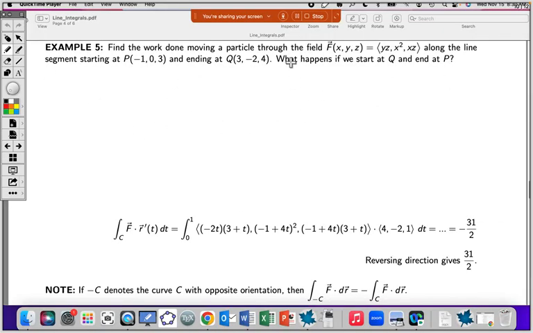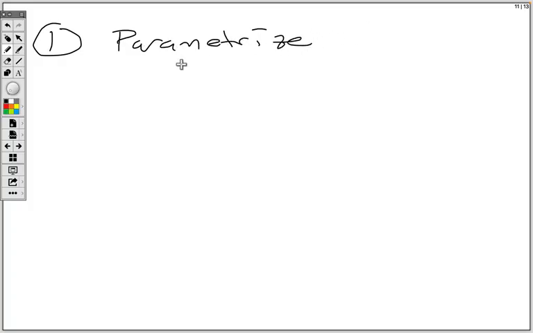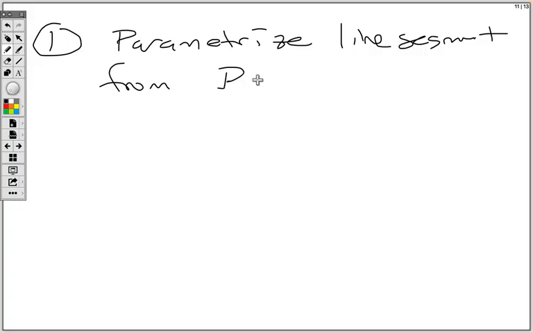Oftentimes, if we're not given any particular function here, we're going to default to a parameterization. We know how to get a parameterization of a line segment. If you forget how that's done, we're going to see how it's done again right now. So our first step is we're going to parameterize the line segment from P to Q. That's going to be our r of t.